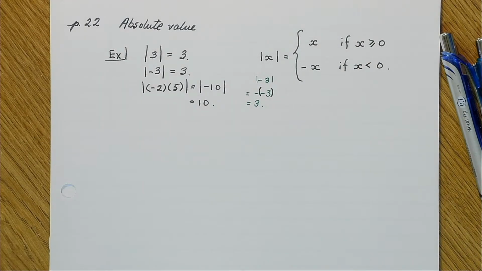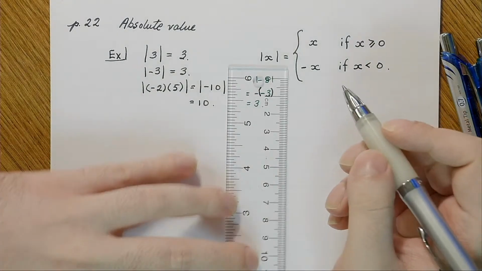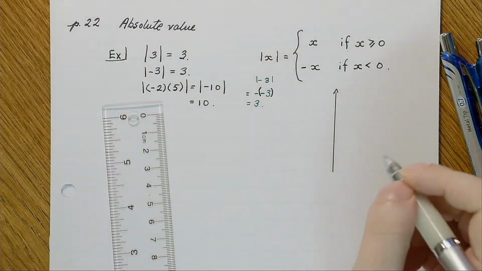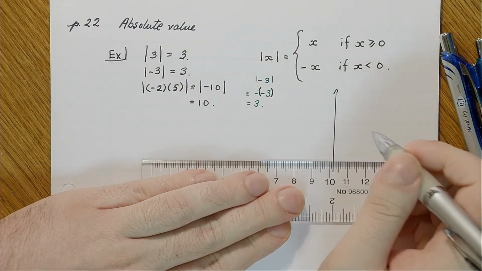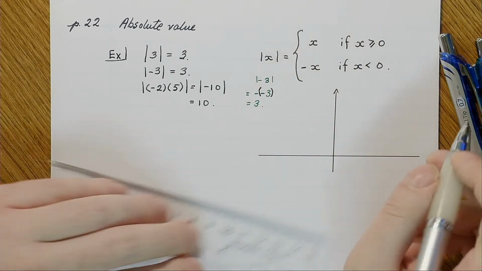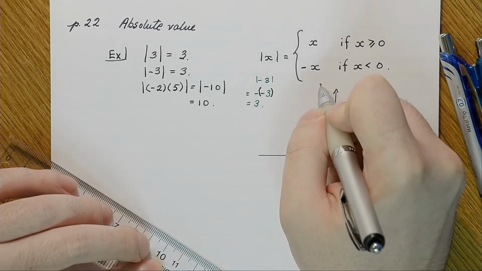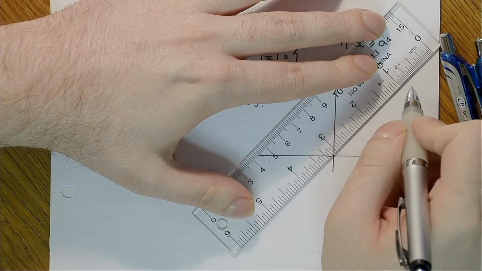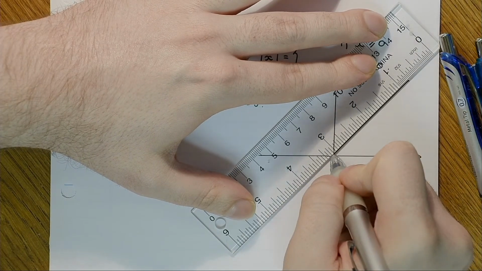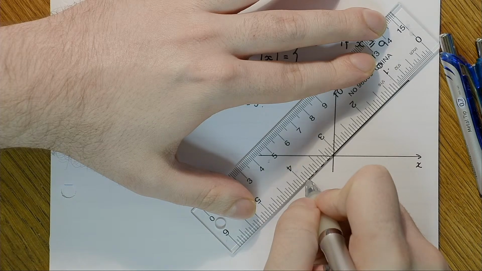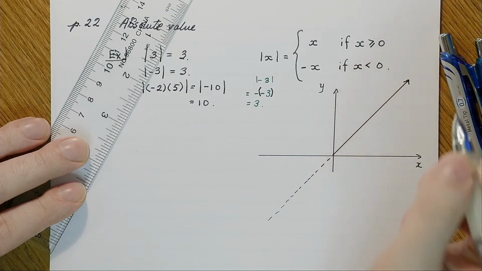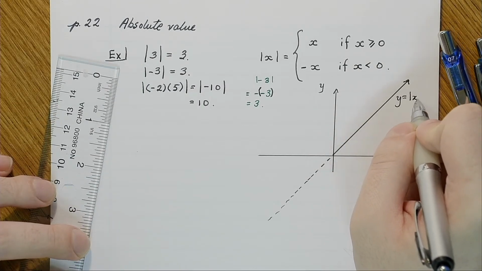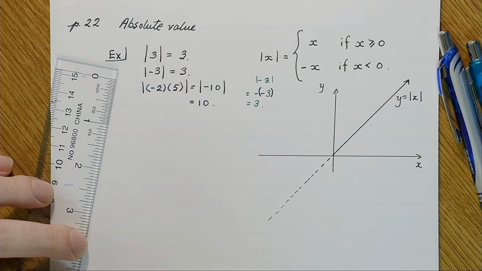Now, I know in the book we haven't gotten to graphing yet, but again, this is review, so we should have seen it by now. We'll graph it. Here's my y and here's my x. And again, it's going to be positive. So there's my absolute value. So y equals absolute f(x).